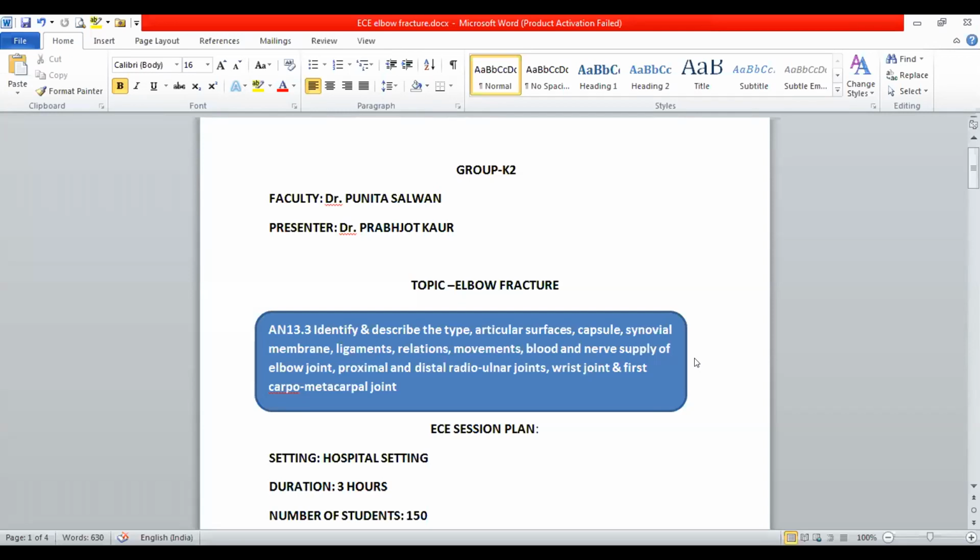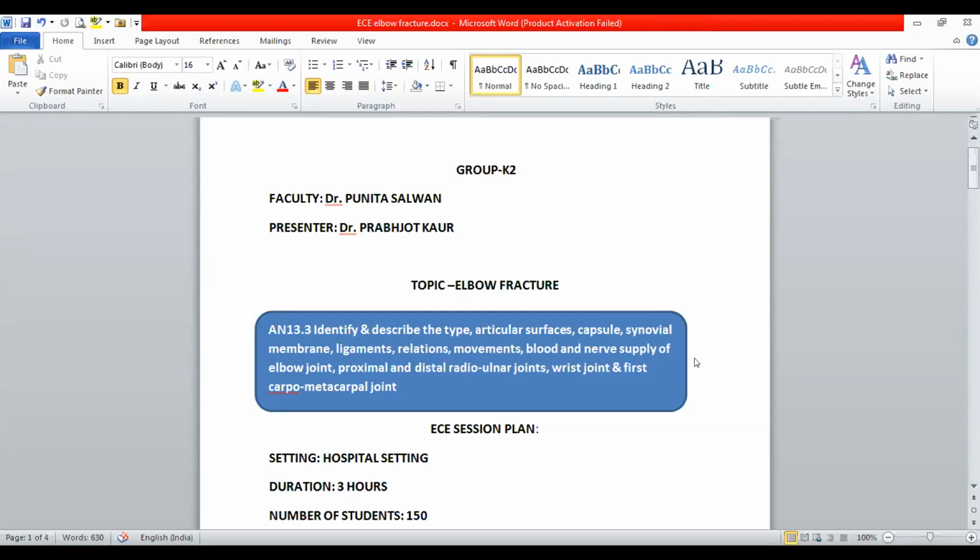So we have taken a relevant competency from UG curriculum volume 1, and that competency is about the elbow joint, that is AM 13.3: identify and describe the type, articular surfaces, capsule, synovial membrane, ligaments, relations, movements, blood and nerve supply of elbow joint, proximal and distal radioulnar joints, wrist joint, and first carpometacarpal joint.